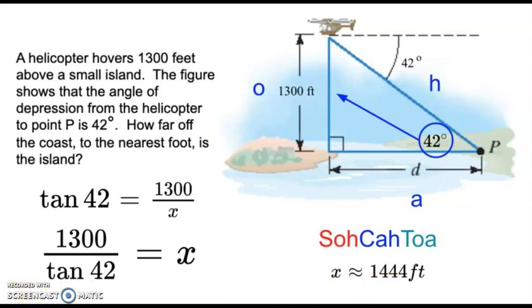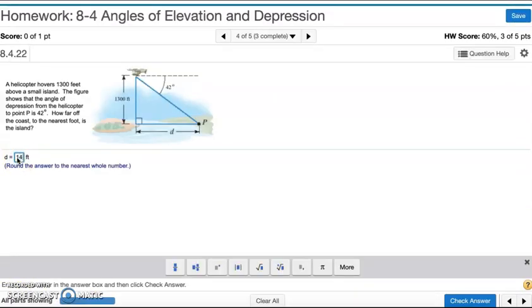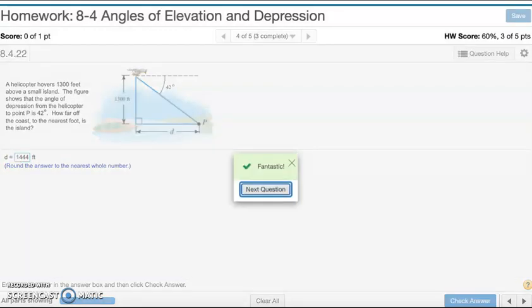So let's type that in. I type in 1,444 feet. So that's number 4.